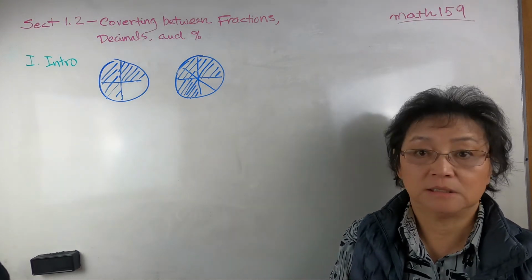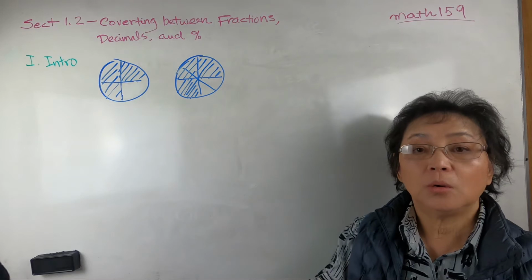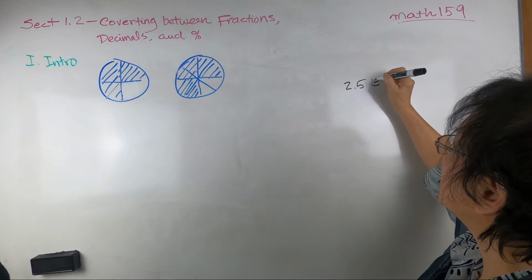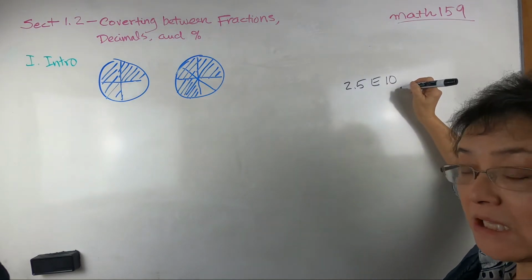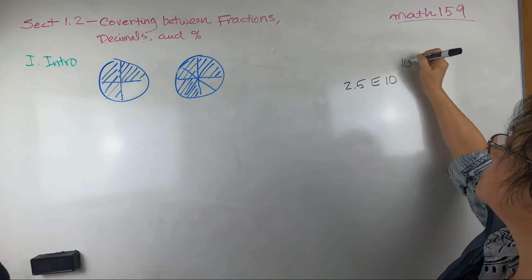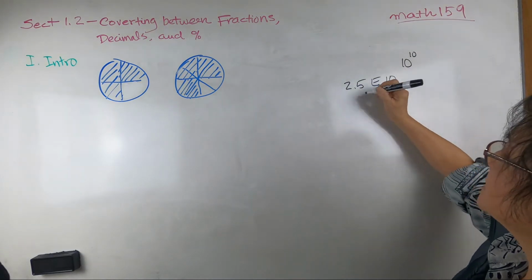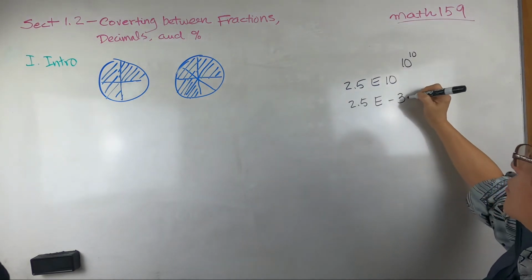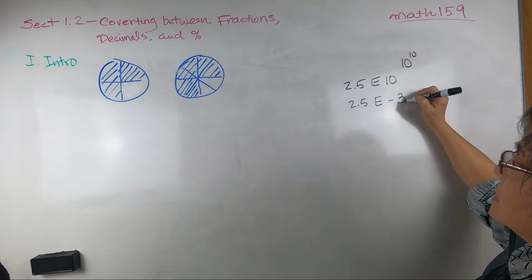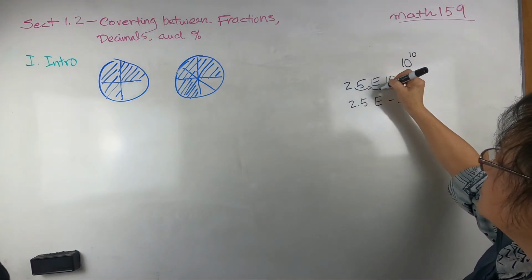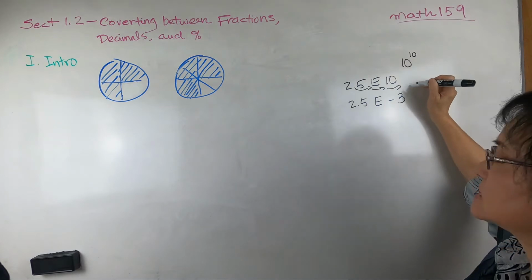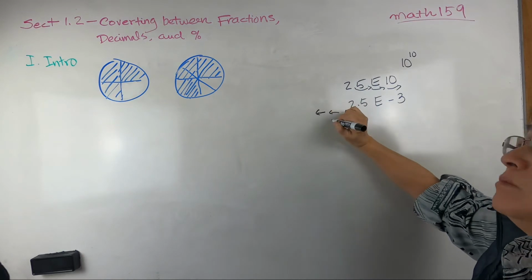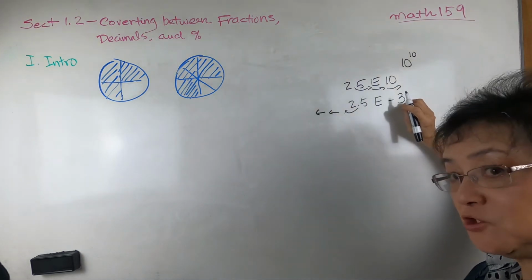Scientific notation, right? So when you use scientific notation like 2.5e10, what does that mean? It means times 10 to the 10th power, right? Then if 2.5e-3, what does that mean? For the first one, you move your decimal to the right 10 places. For the negative one, you do the opposite: you move to the left 3 places. That's scientific notation, right?